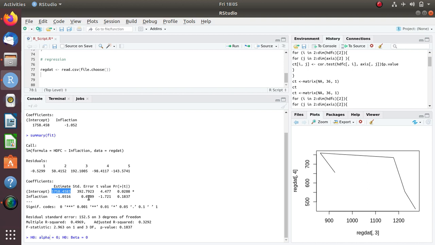We don't have the sampling error. Now when you come to beta, that is not the case. You see the p-value is more than 0.05, which means at 5% significance level we fail to reject the null hypothesis that the beta is equal to 0. And it is true.